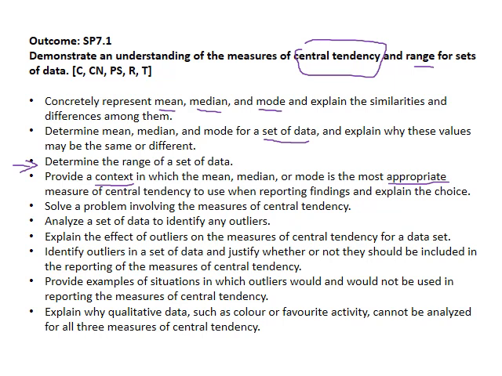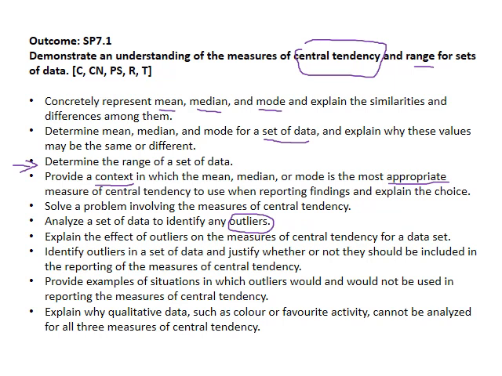Solve a problem involving measures of central tendency. Analyze a set of data to identify any outliers. So this word is important. It just means, are there any numbers that don't really fit with the rest of the data? So if you have results like scores on a test where 50%, 55%, 51%, 60%, and 99%. Well, the 99 doesn't really fit with the rest of the data, so that would be an outlier. So any number that's way larger or way smaller than the rest of the set.